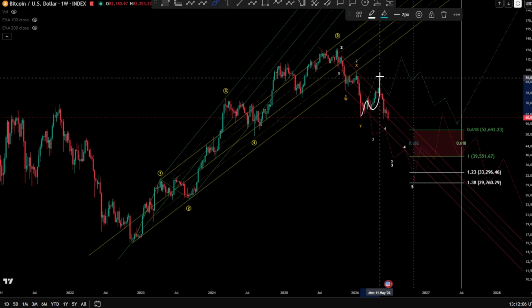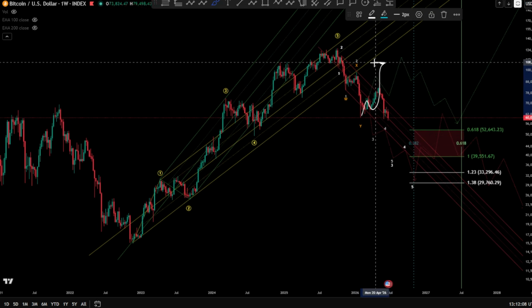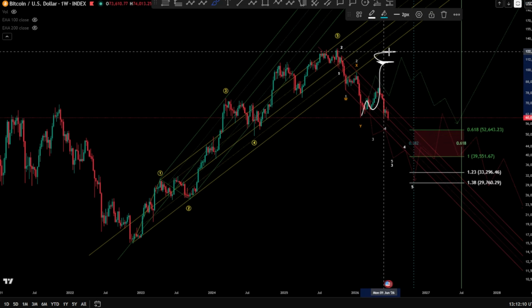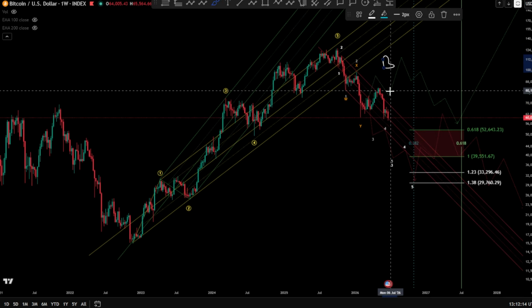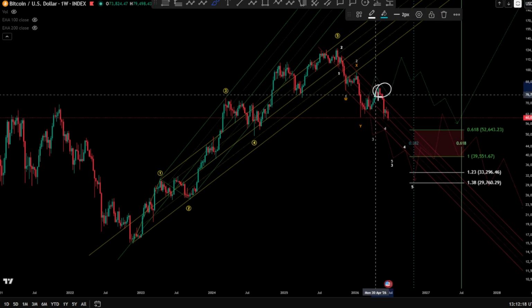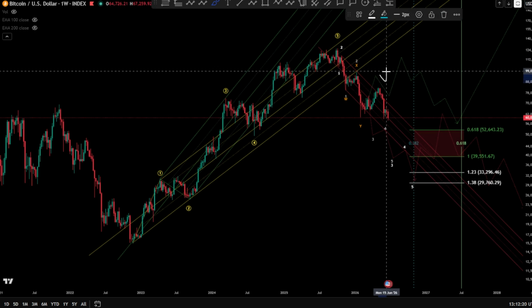That means a wave B has to reach at least between the 0.7 and 0.9 Fibonacci level, meaning the wave B should retrace very high. And this did not happen. And that means, of course, this is very likely a wave X.